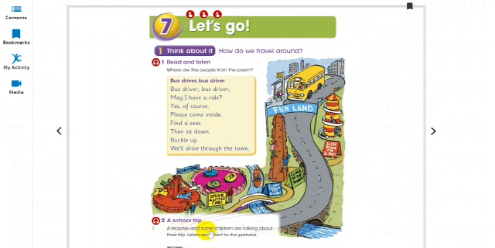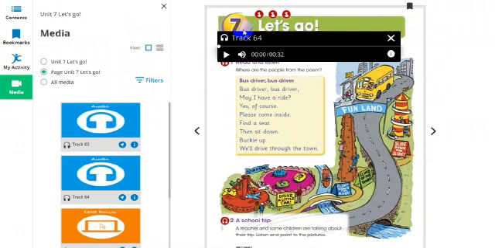So, a teacher and some children are talking about their trip. We are going to listen to their talk and point to the pictures given in this book page. So let's begin. So let's listen to this audio. Track 64.